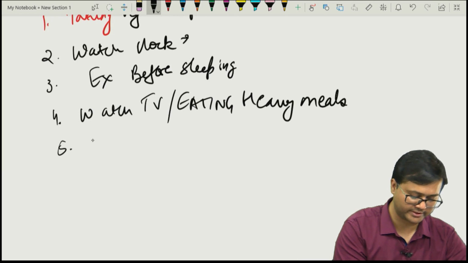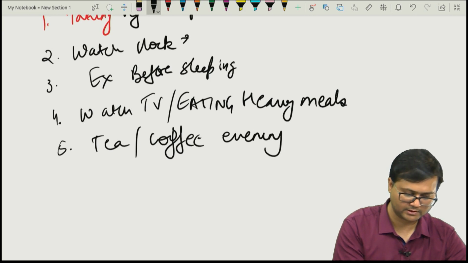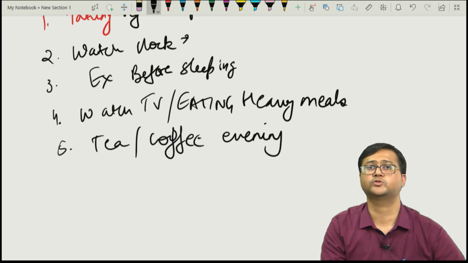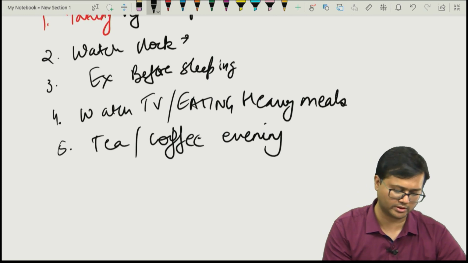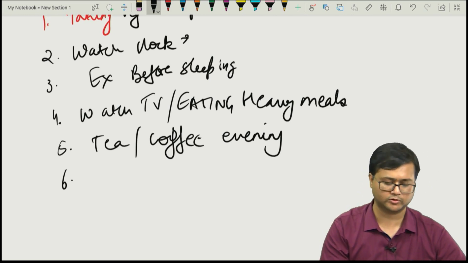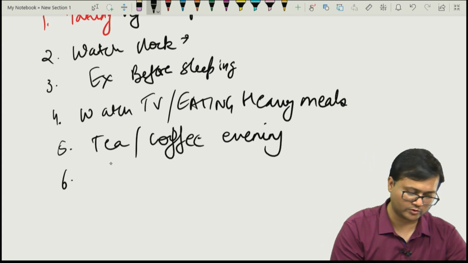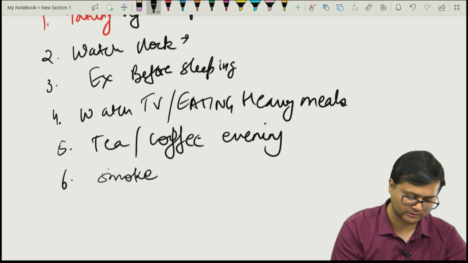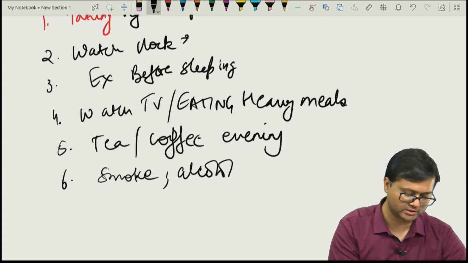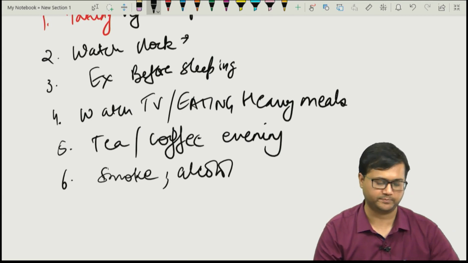One should avoid drinking tea or coffee in the evening. Generally we say after 4 or 5 in the evening one should not drink tea or coffee, because they have caffeine, a stimulant, which may cause difficulty in our sleep. One obviously should not smoke or drink alcohol. As we know, these are already harmful, and especially these should be avoided at night time.